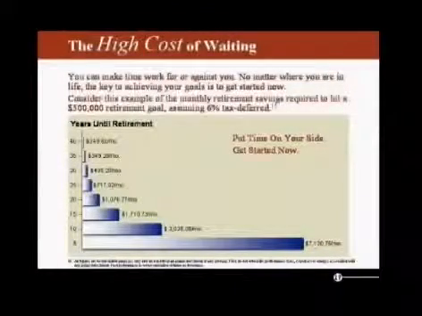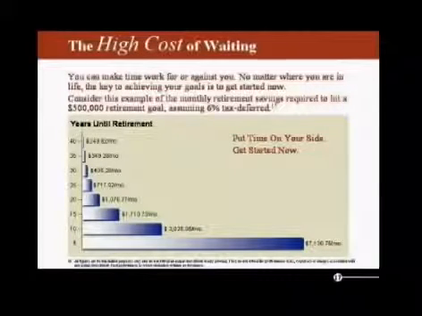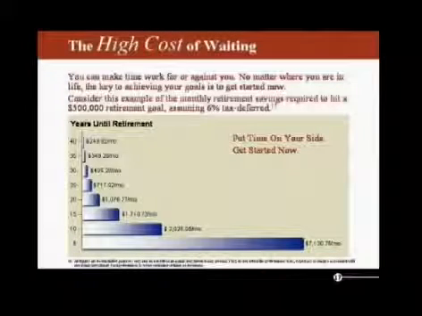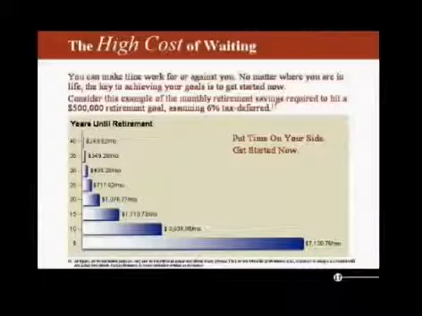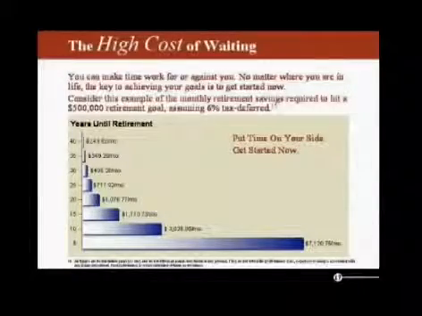Most people don't start saving soon enough. If you take a look at this chart, if you were able to average 6% tax deferred and you had a retirement goal of $500,000 and you had 40 years until retirement, it would cost less than $250 a month and you would end up with $500,000 at retirement.